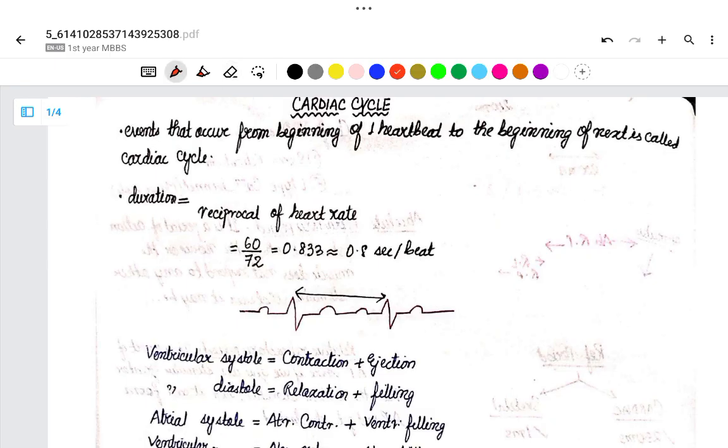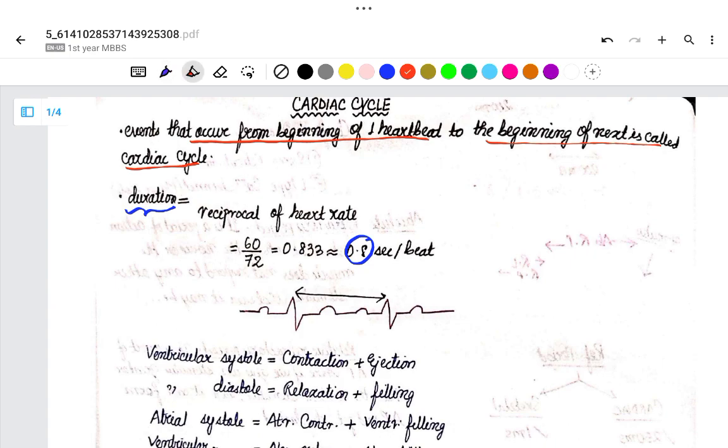So what is a cardiac cycle? The events that occur from the beginning of one heartbeat to the beginning of the next are called a cardiac cycle. Now what is the duration of the cardiac cycle? The duration of the cardiac cycle is 0.8 seconds per beat.